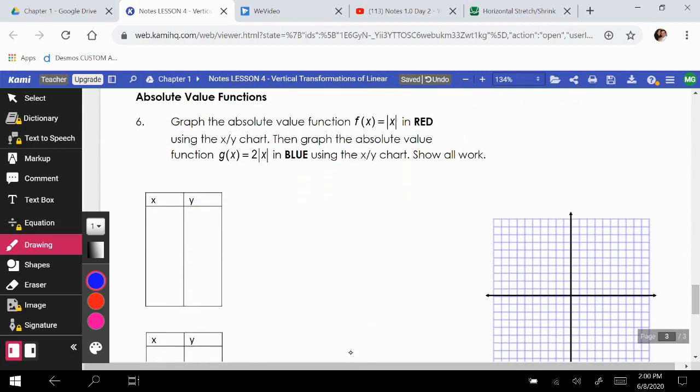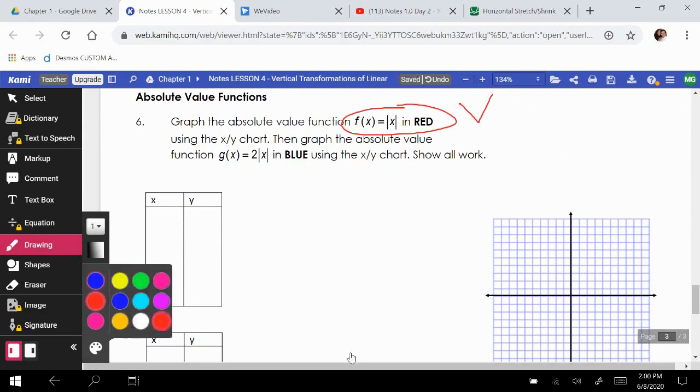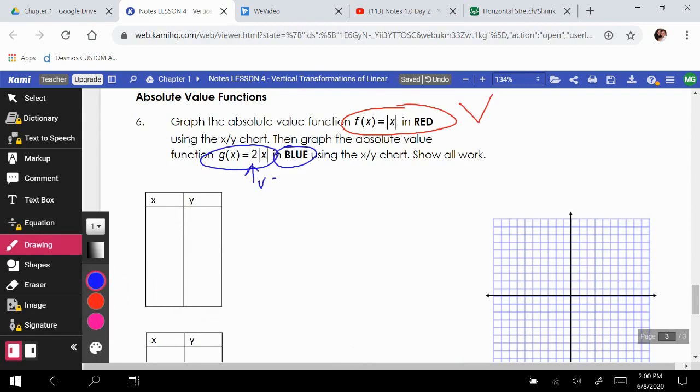So here for absolute value, it wants you to graph the absolute value function in red, which we know is going to have a V shape. And then we're going to graph 2 times the absolute value of x in blue, which, because 2 is a number bigger than 1, we should be expecting a vertical stretch to happen. Okay, so let's start just by graphing the absolute value of x. This is your parent function. Okay, that's the most basic absolute value function you can have.